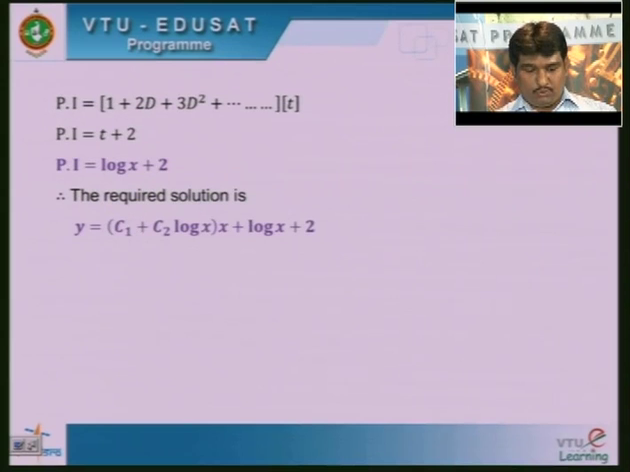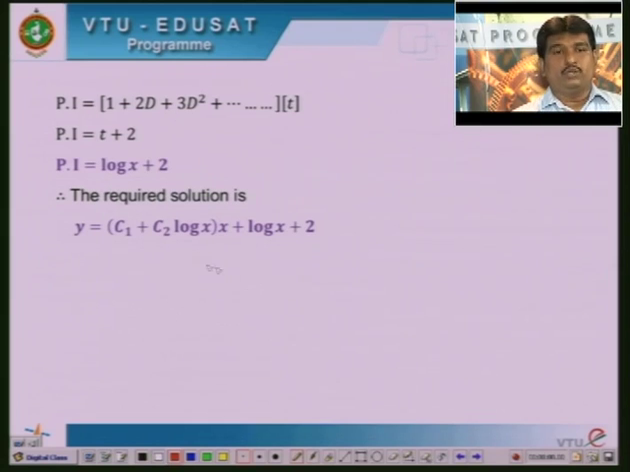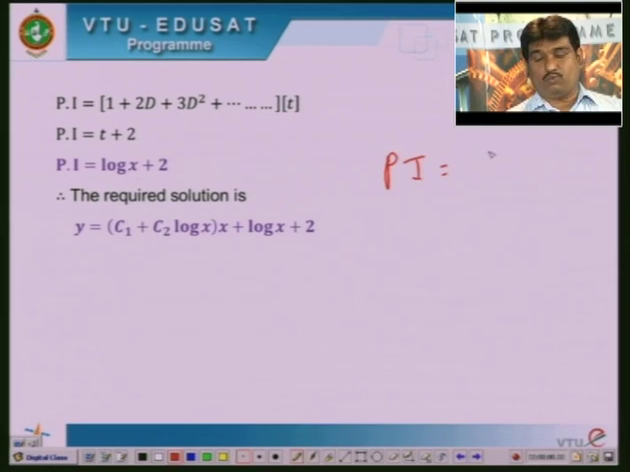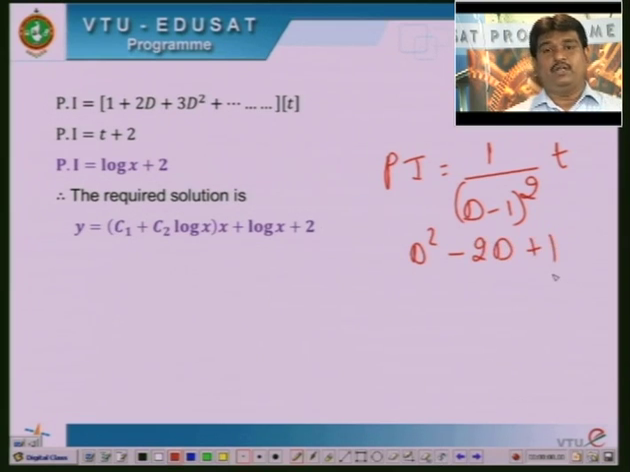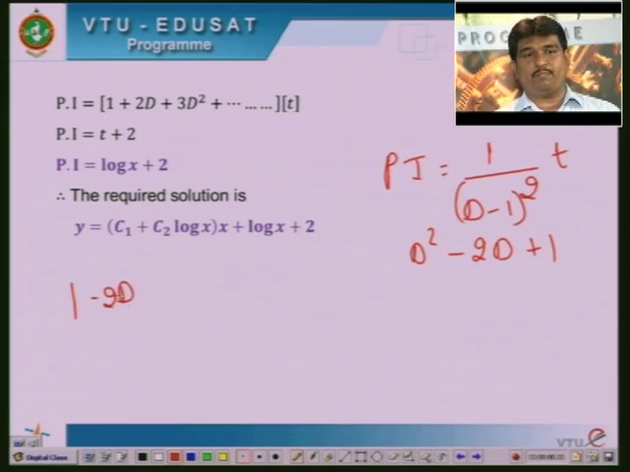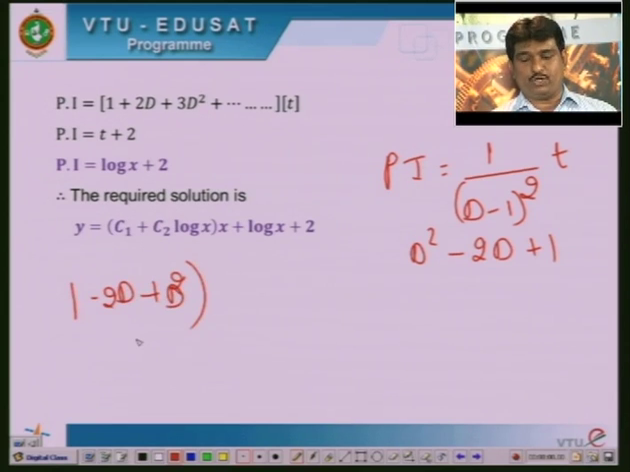Now 1 minus D whole to the power of minus 2. What is the division method? Your PI is 1 divided by D minus 1 whole squared operated on t. You expand it, D minus 1 whole squared is D squared plus 2D minus 2D minus 2D plus 1. I'll write this in increasing order: 1 minus 2D plus D squared operated on t.